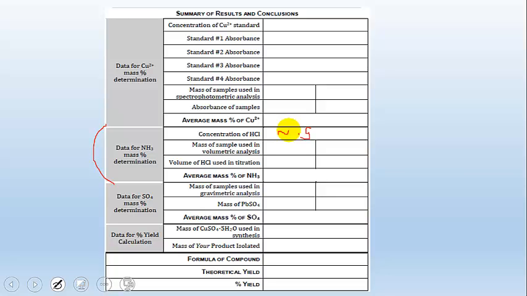Mass of sample used in your volumetric analysis. These are your samples of your copper complex. It's going to be about 1 gram for each of those. Volume used in your titration. This is final minus initial here. And then your average. This will be one number, your average % of the NH3 of your 2 trials that were close. So now you have an average % ammonia.